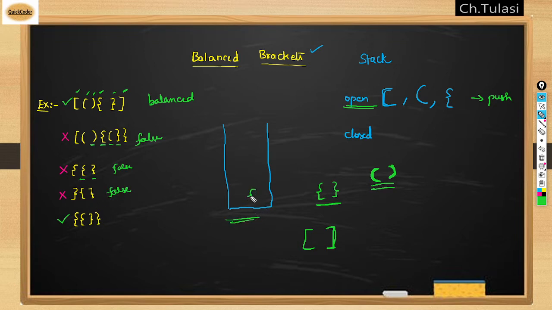If you see this, open one, push; close one and corresponding thing, pop; close one and corresponding thing, just pop; and at last my stack is empty, so this is going to be balanced. So this is the simple thing: to check whether the brackets are balanced or not, we are using the stack concept. Now let me go into the coding.